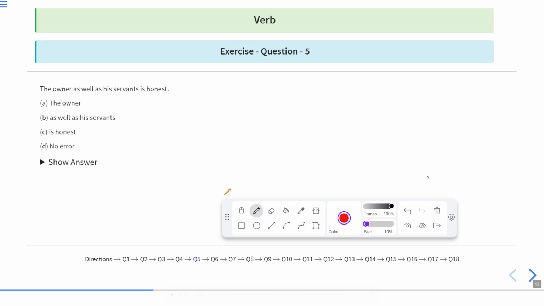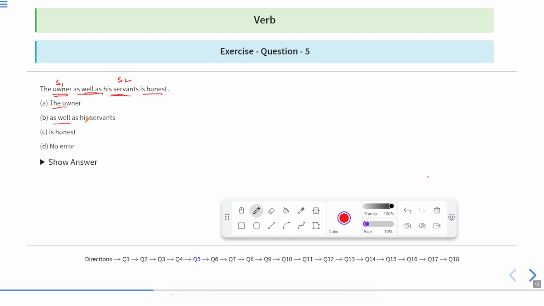The next question, this is question number 5. The owner as well as his servants is honest. Now, whenever we have such a sentence, here we have two subjects. First of all, the owner, this is subject 1, as well as his servants is the subject 2. Whenever we join two subjects with the as well as conjunction, or conjunctions like and not, no less than, among, besides, like, unlike, with, along with, together with, if we join two subjects with any of these conjunctions, the verb should be used according to the first subject.